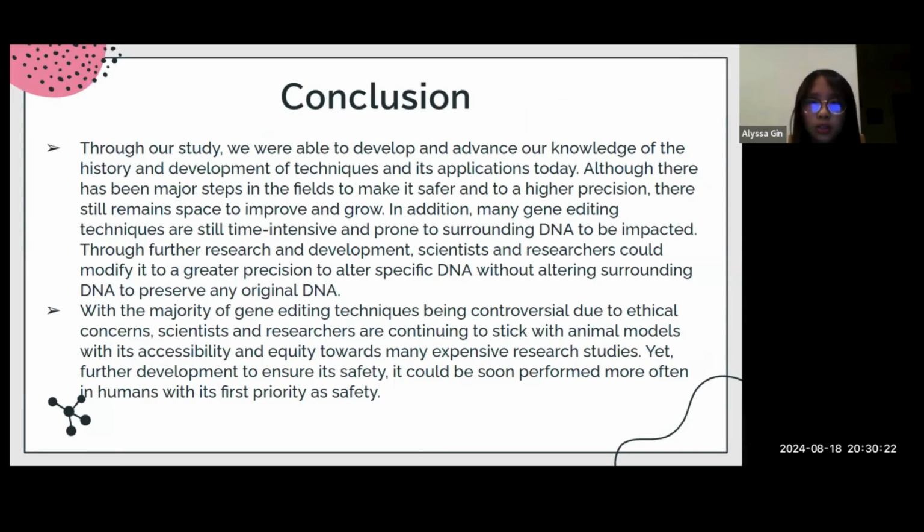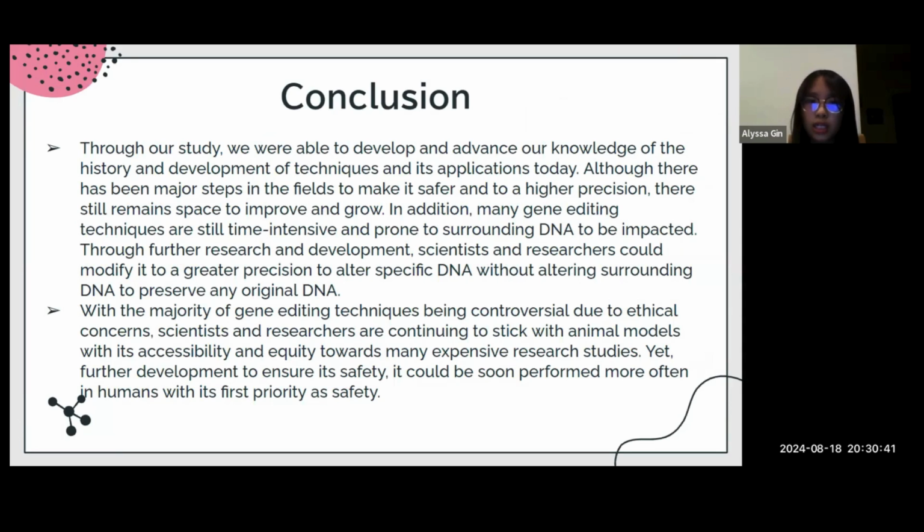And for our conclusion, through my mentor and me studying, we were able to develop and really advance our knowledge of the history and development of these techniques for their applications in the current day. Although there have been major steps in the field to make it safer and of higher precision, there still remains space to improve and grow.